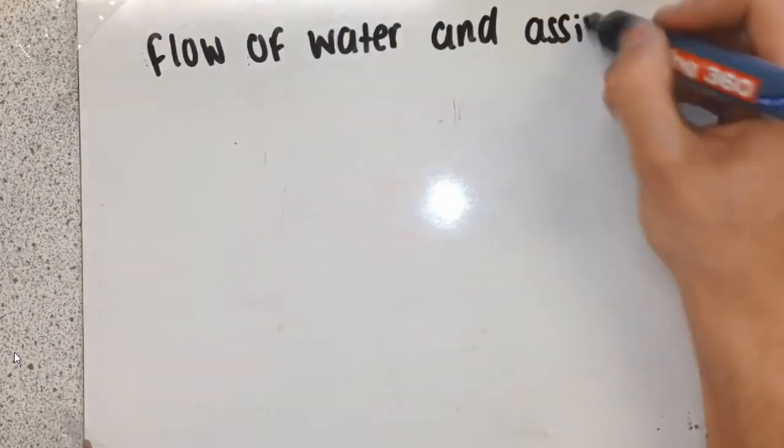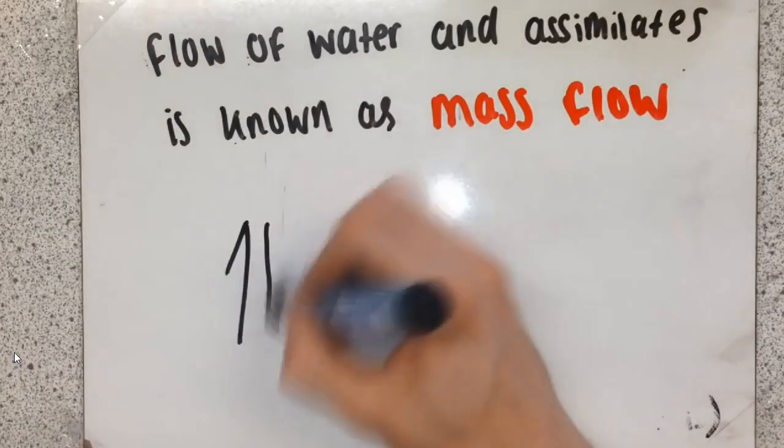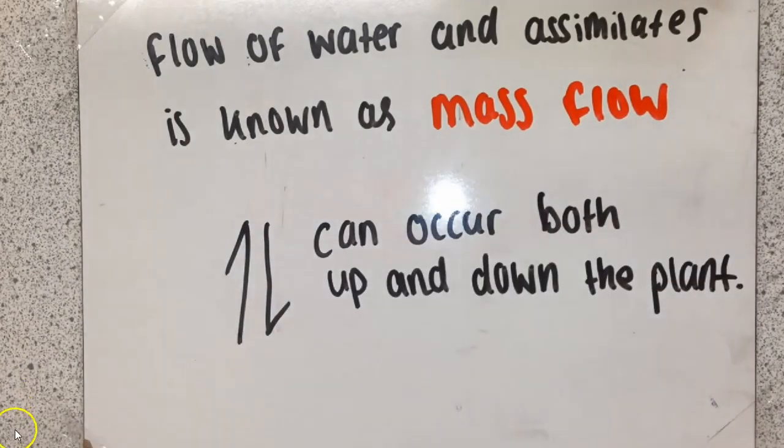So, the movement of water and all the assimilates and products of photosynthesis around the plant is known as mass flow. This can occur both up and down the plant, depending on whatever location the sucrose is needed. So, in a plant, where are the sources and sinks?